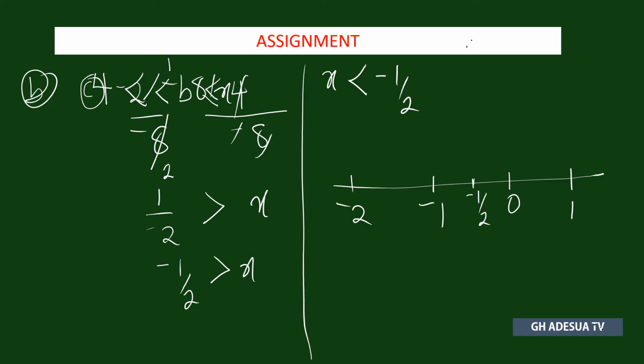So x is less than, so it will not be shaded. And numbers less than negative half are smaller than negative half, so it will take you to this side with the arrow pointing there. So x is less than negative half. Now one trick, you realize that the arrow here and the sign are in the same direction. So that's one of the ways of getting to know which direction your arrow is supposed to move. So that is for the next question.